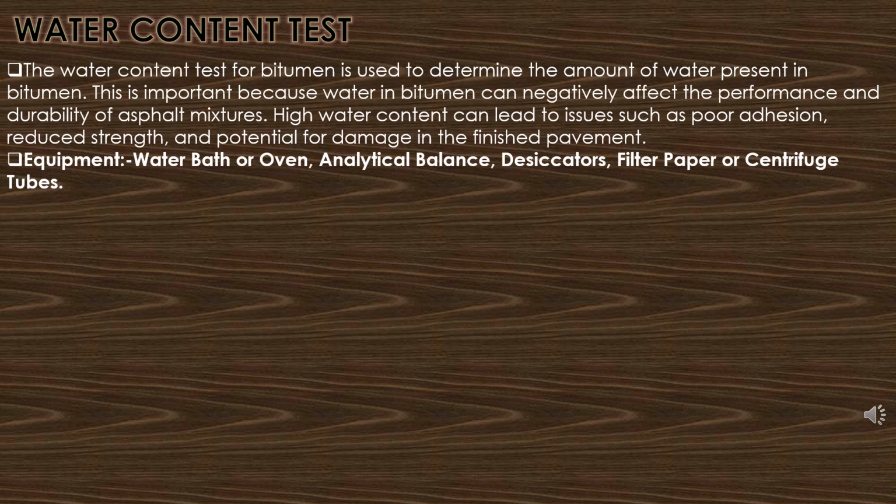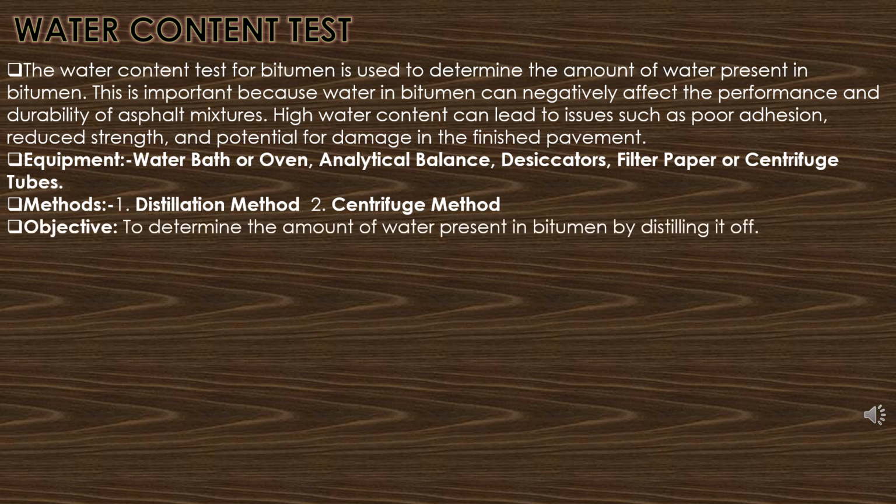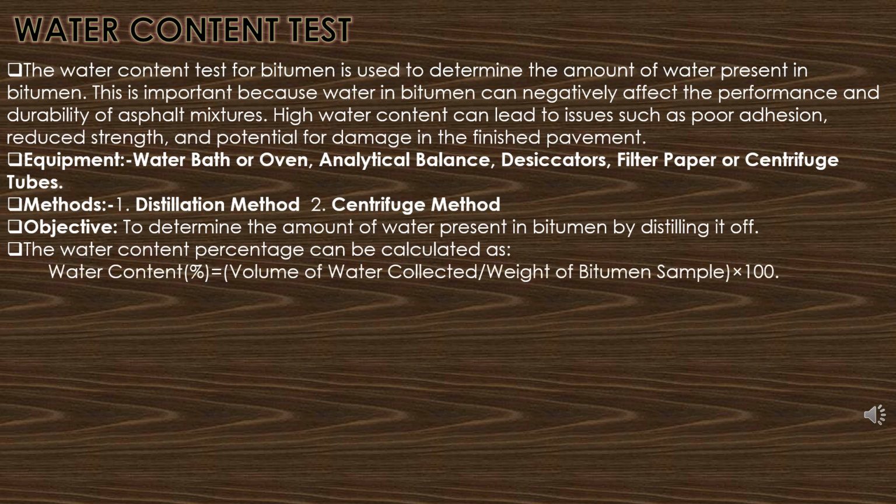The equipment needed for this test are water bath, oven, analytical balance, desiccator, filter paper, or centrifuge tubes. There are mainly two methods for this test: the distillation method and the centrifugal method. The objective of this test is to determine the amount of water present in the bitumen by distilling it off. The water content percentage can be calculated as the water percentage equals the volume of water collected divided by the weight of the bitumen sample, multiplied by 100. The water content in the bitumen should not exceed 0.2% by its weight.